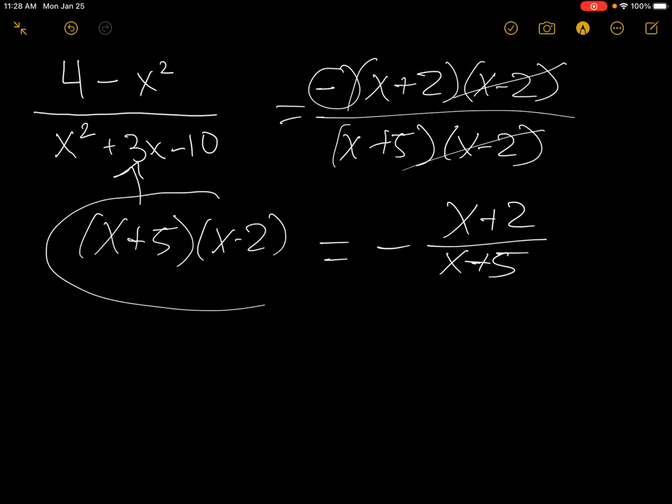Now, these terms right here, this was the denominator factored out. So if you were to solve, the numbers that make our denominator equal to 0 are negative 5 and positive 2. So that means that our domain is x does not equal negative 5 and positive 2.